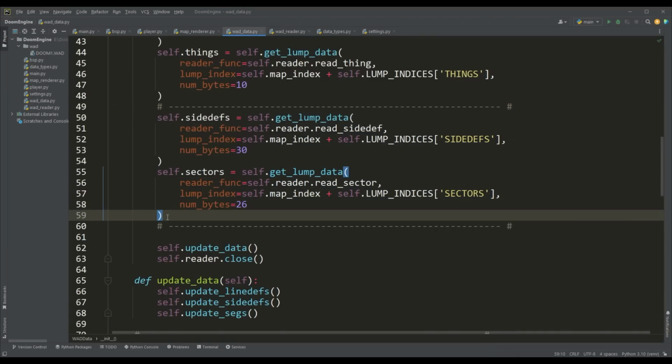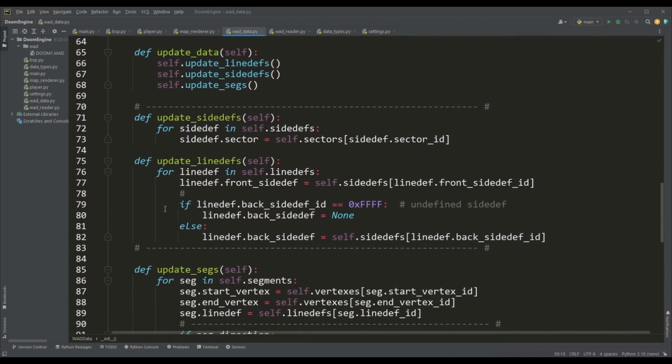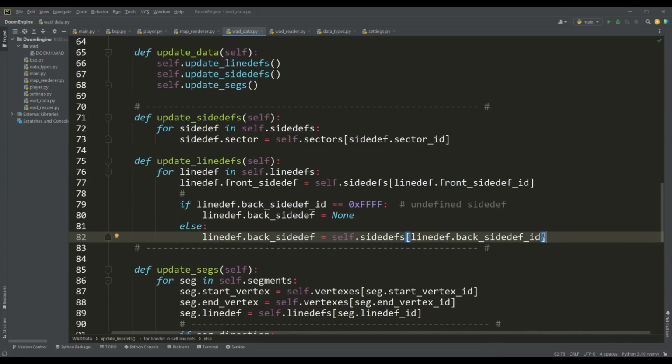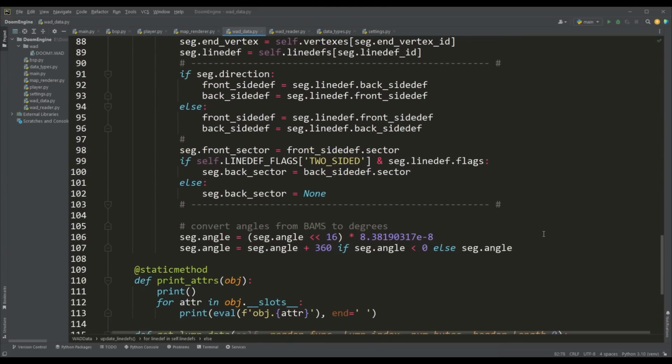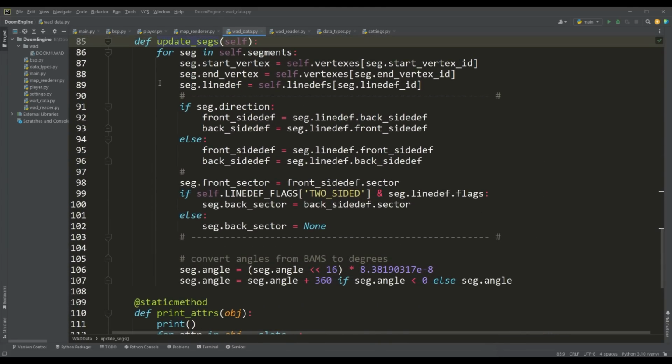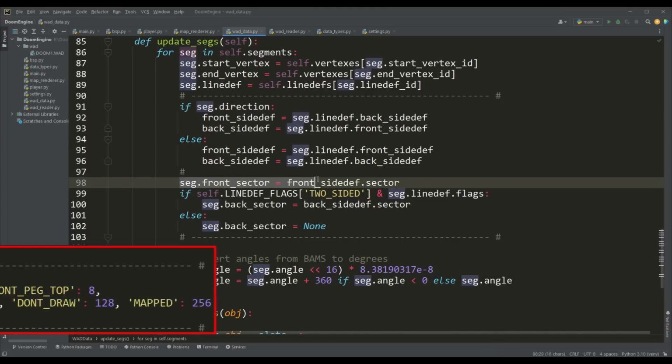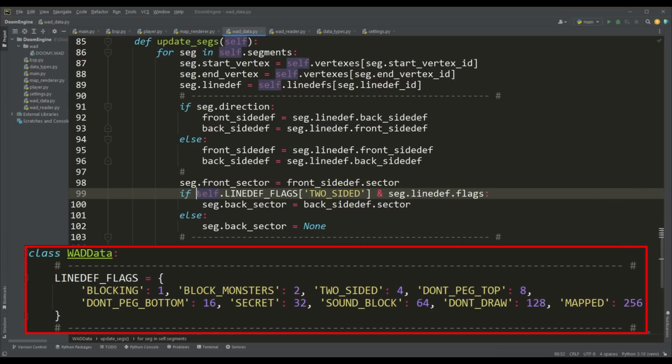And now it is important for us to correctly update the data. For each line def we determine the presence of front and back side defs by its identifier. But since the segments are given their direction, the side defs can be swapped. We need this information to determine the appropriate front sector for the segment. And if the line def is two-sided, then the segment will also have a back sector.